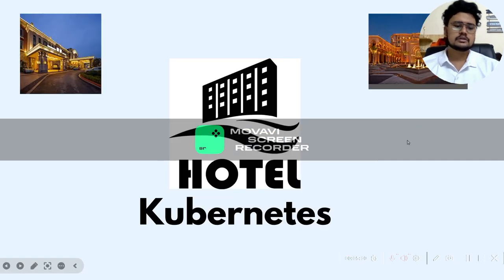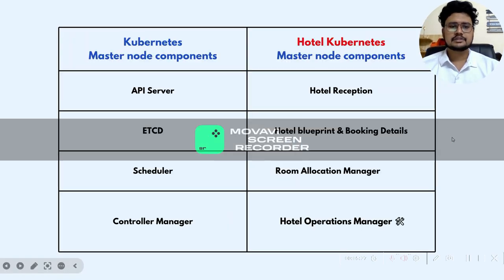Here we're going to see Kubernetes in a more understandable way. Think of Kubernetes as a hotel. The hotel has a master node, which is the hotel management, and worker nodes, which are the hotel floors with guest rooms. I have differentiated these in a table. The API server means hotel reception. etcd means hotel blueprint and booking details. The scheduler means room allocation manager. The control manager is the hotel operation manager.